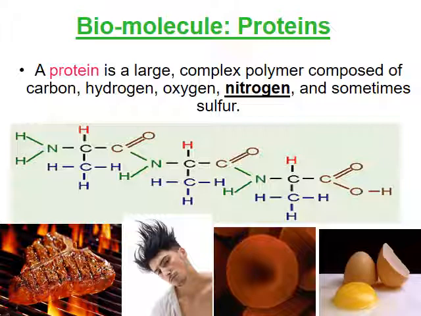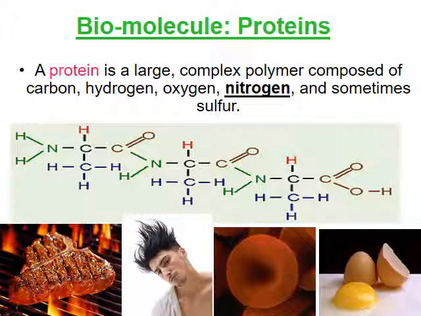A protein is a large, complex polymer composed of carbon, hydrogen, oxygen, nitrogen, and sometimes sulfur. For the purposes of STAAR prep, I want you to focus on proteins containing C, H, O, and N. But you can find sulfur in some proteins. It will give them a rotten egg smell. Yummy. Take a look at the picture down below.